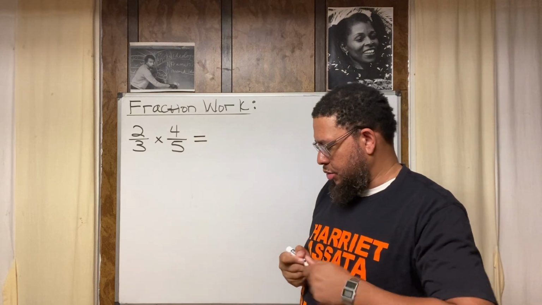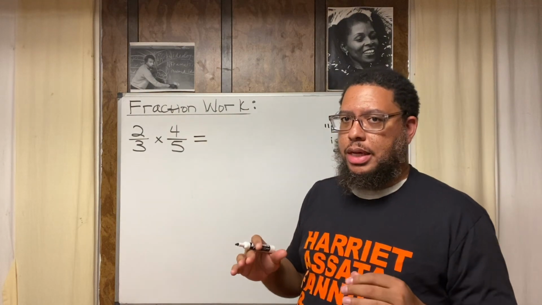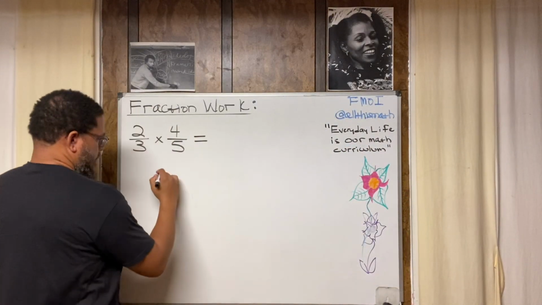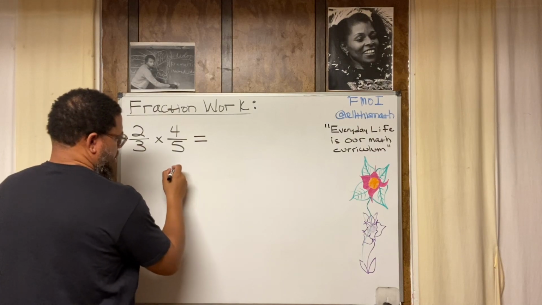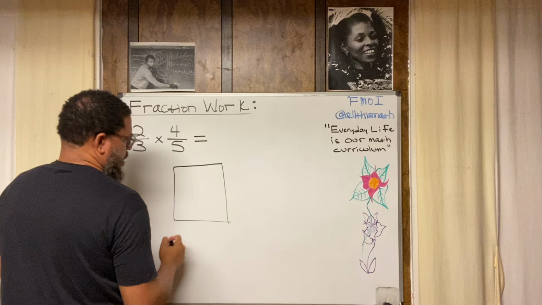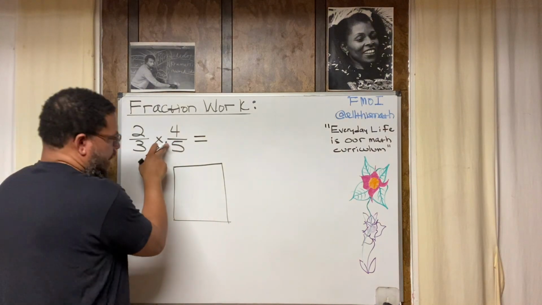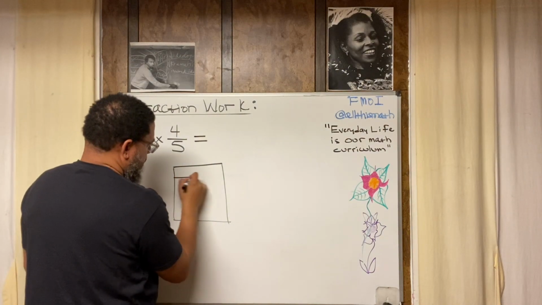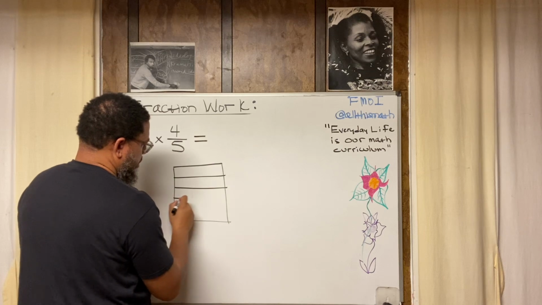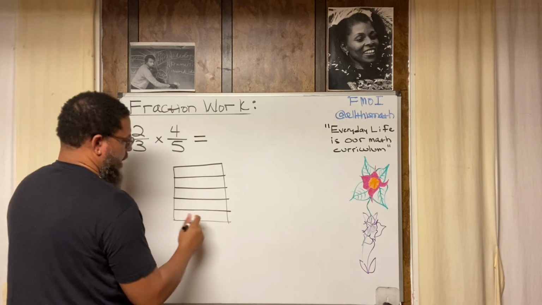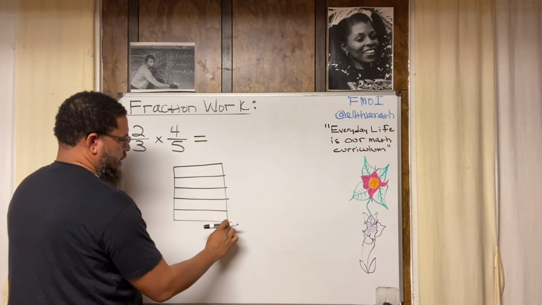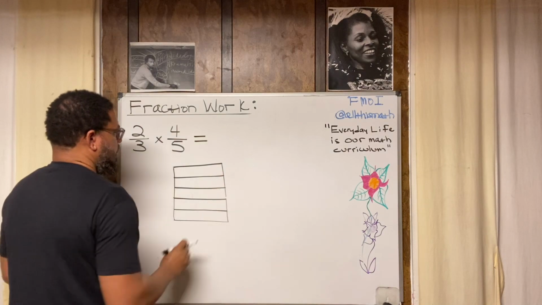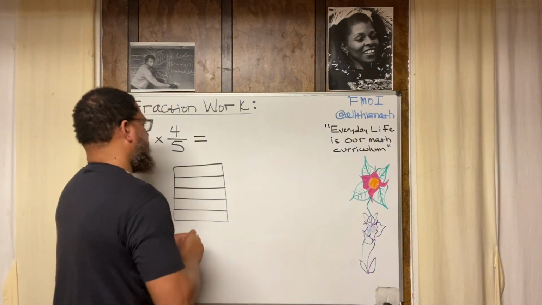So let's think about it like this. Let's draw a diagram that represents 4/5. I'm going to draw a rectangle and divide it into 5 equal parts. That's what that denominator tells us: how many equal parts do I have? So 1, 2, 3, 4, and 5. I got 5 equal parts, and then I am focused on 4 of them.